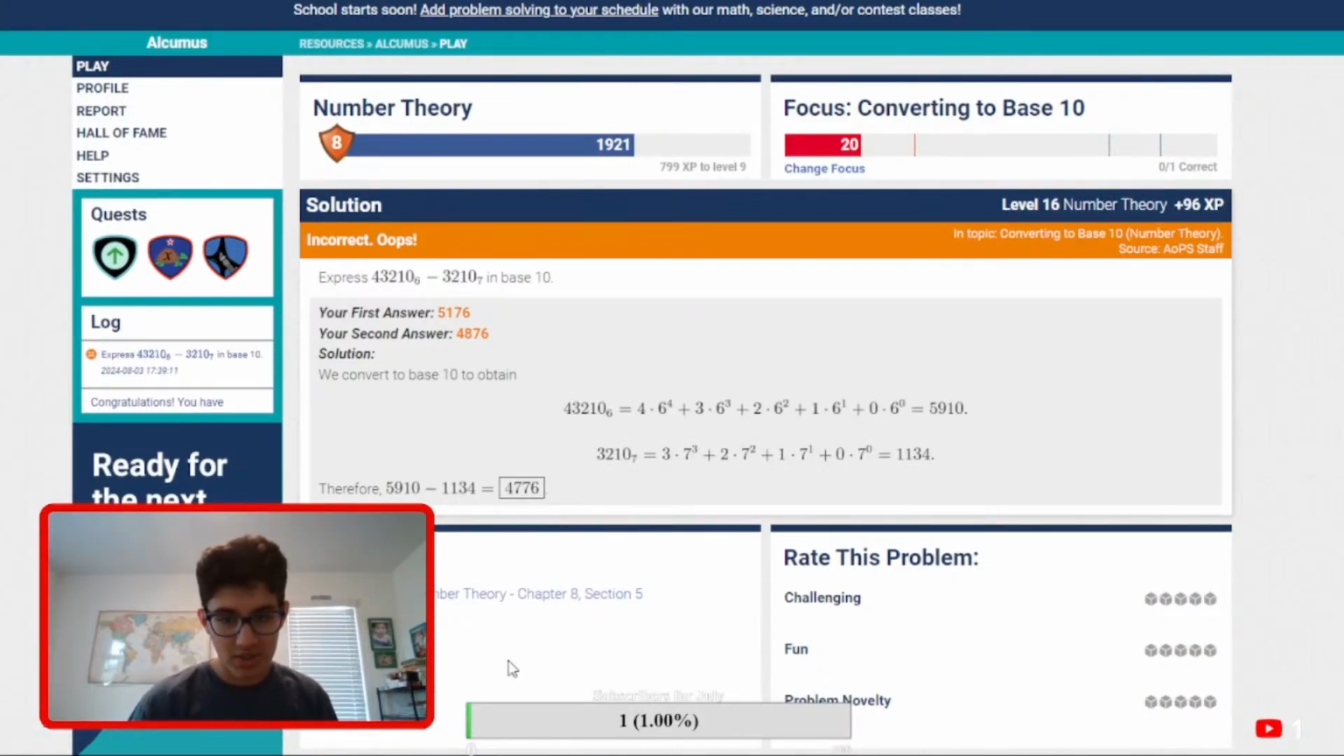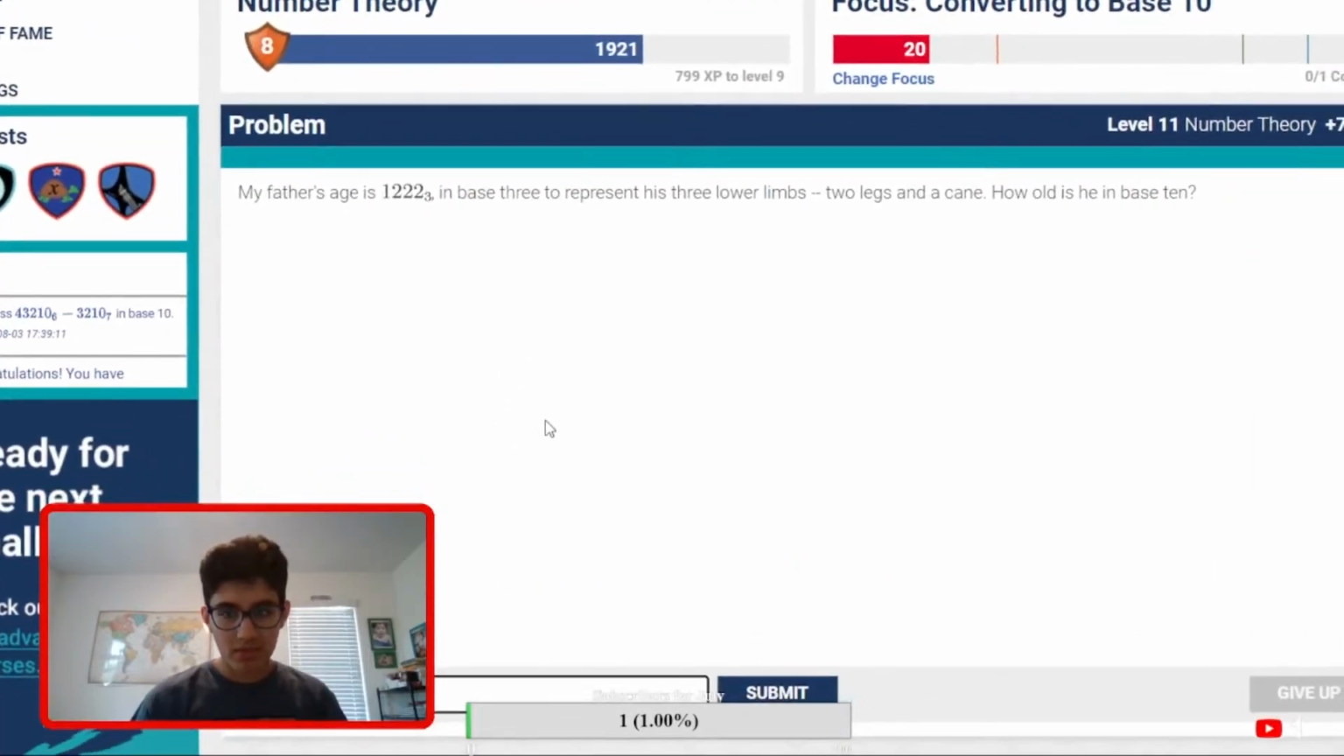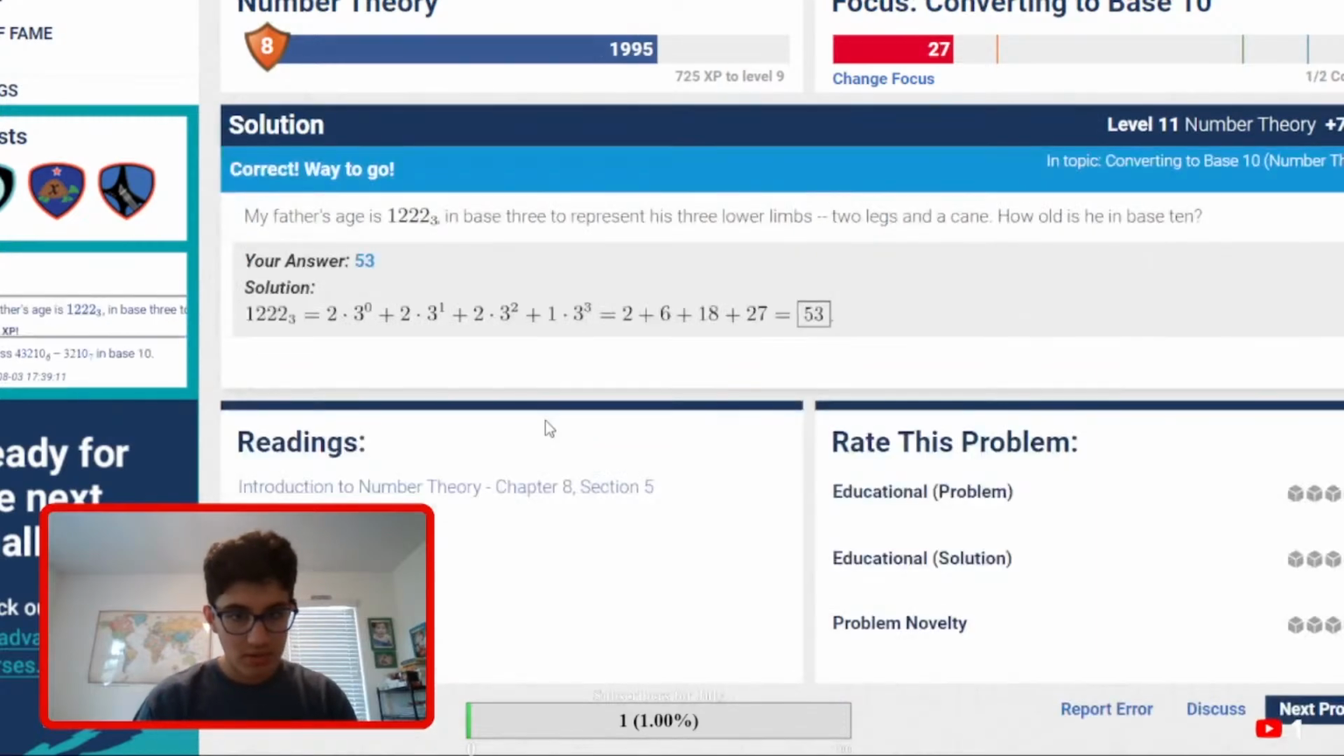Okay, so some silly mistake somewhere. Yeah, you just have to evaluate it like that. How old is he in base 10? Okay, so 2 plus 6 plus 18. 18 plus 6 plus 2 is 26. 26 plus 27, 53. Okay, good.